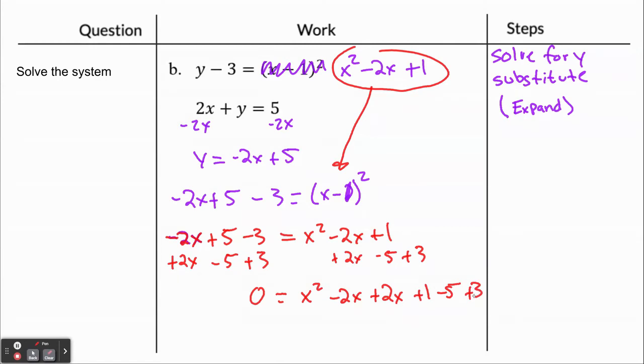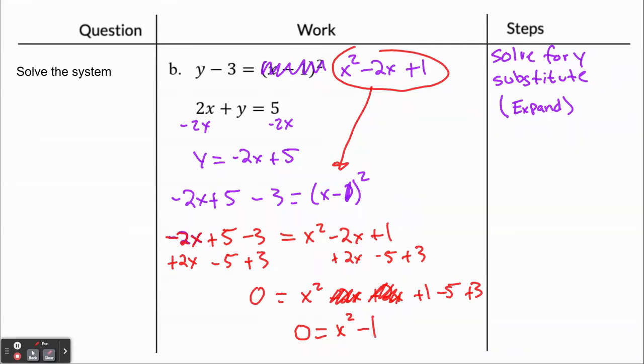3. And now we're going to combine some like terms because this does not look pretty yet. Negative 2x plus a positive 2x is 0. 1 plus negative 5 is negative 4. And negative 4 plus 3 is negative 1. So all the way simplified, I'm going to get 0 equals x squared minus 1.